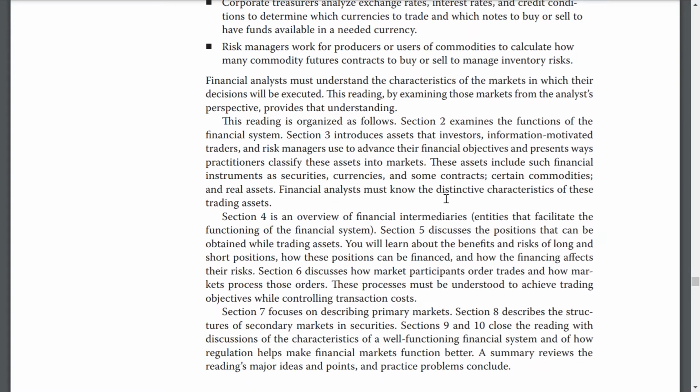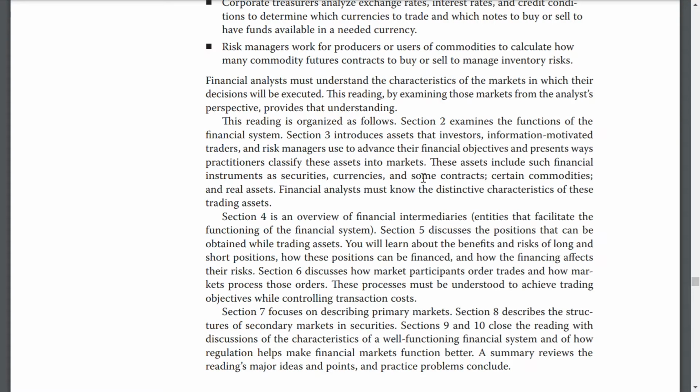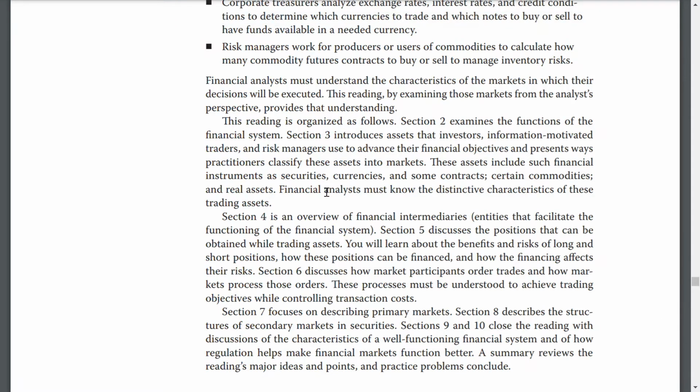This reading is organized as follows. Section 2 examines the function of the financial system. Section 3 introduces assets that investors, information-motivated traders, and risk managers use to advance their financial objectives, and presents ways practitioners classify these assets into markets. These assets include such financial instruments as securities, currencies, and some contracts, certain commodities, and real estate. Financial analysts must know the distinctive characteristics of these trading assets.